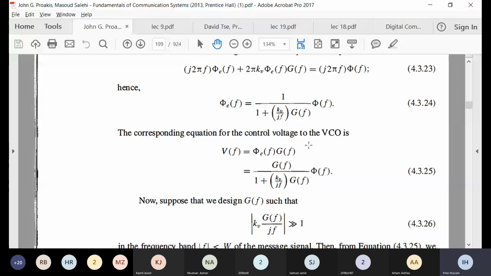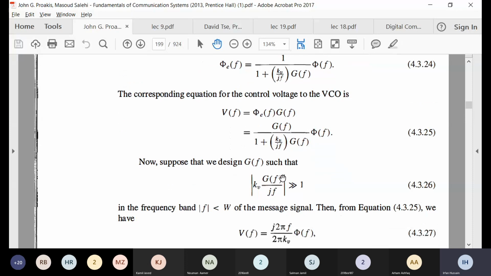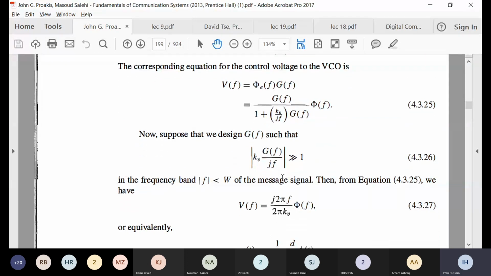So the output voltage from the loop filter, or the control voltage Fourier, is equal to the input signal's Fourier coming from the phase lock loop times the frequency response of the loop filter. So I just multiply them. I put this value from here to here. All right, so this is the value coming from here. This is G(f). Now the design is such that the loop filter G(f) is chosen so that this factor is much, much greater than 1, especially for the frequency band of the message signal.